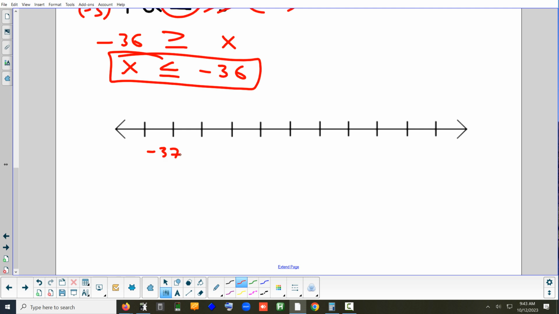Yep, I'm going to need a closed circle. Yeah, I'm just going to number it like that. On the negative 36. Closed on the negative 36. Going into the close, and we're going to shade everything that's smaller than negative 36. And that's 2b. Any question on that one?